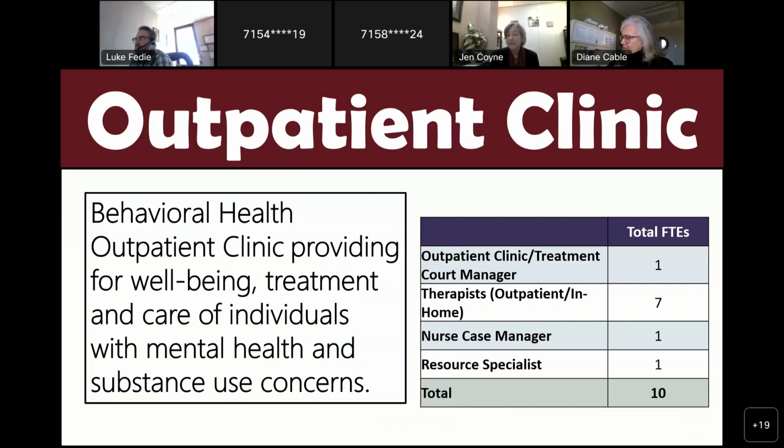We have a relatively small clinic downstairs on the ground floor of the DHS building. I manage both the treatment court and the outpatient clinic. We've got 7 therapists, a nurse case manager, our resource specialist, and not included in this list, we have 2 psychiatric nurse practitioners as contract employees. We provide outpatient services for the care of people with mental health and substance abuse concerns.